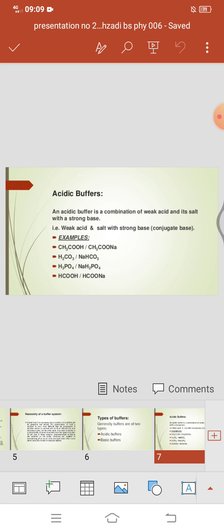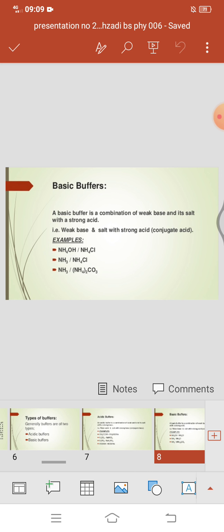CH3COOH, CH3COONa, H2CO3, NaHCO3, H3PO4, NaH2PO4, etc. What are the basic buffers? A basic buffer is a combination of a weak base and its salt with a strong acid, i.e., a weak base and its salt with a strong acid, which is the conjugate acid. For example, ammonia and ammonium chloride, ammonia and (NH4)2CO3, NH4OH, NH4Cl.